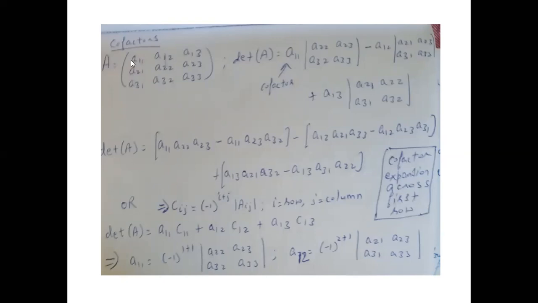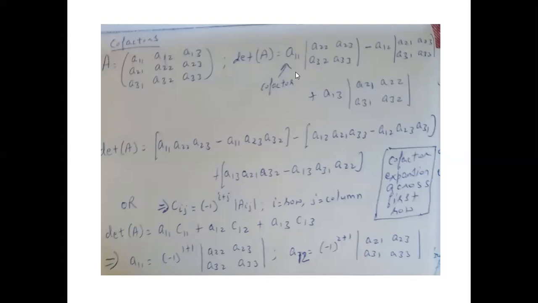Therefore, A11 gets multiplied with the determinant of A22, A23, A32, A33. The second factor is A12, for which we have a negative sign. I'll explain why we have a negative sign in the second cofactor. For A12, you ignore this column and this row. Therefore, you can see that the matrix is A21, A23, A31, A33. Plus A13: you ignore this column and this row, so you have A21, A22, A31, A32.